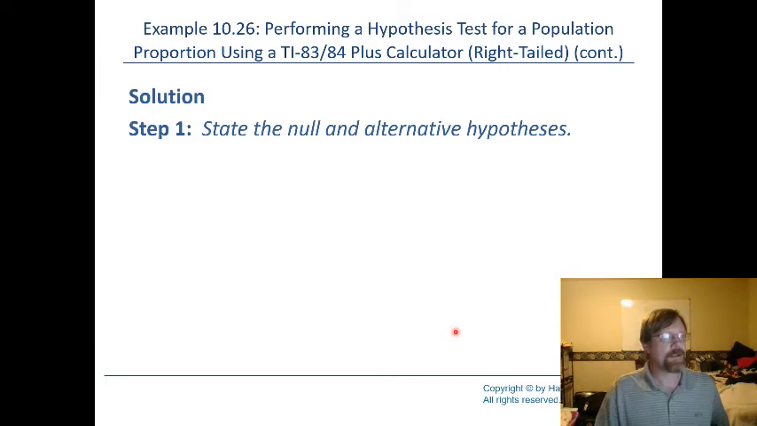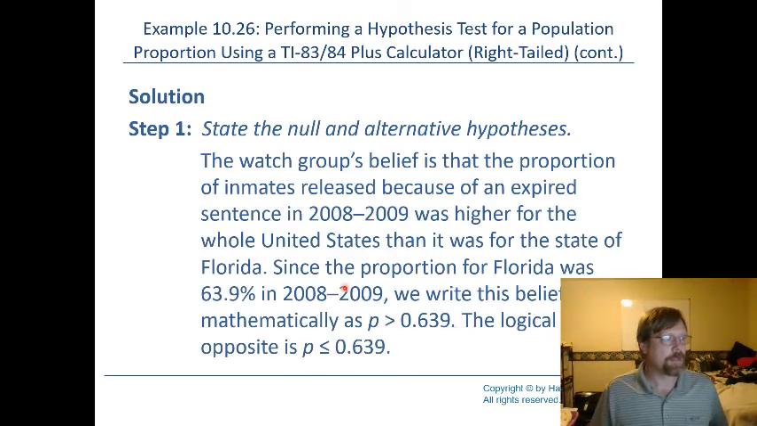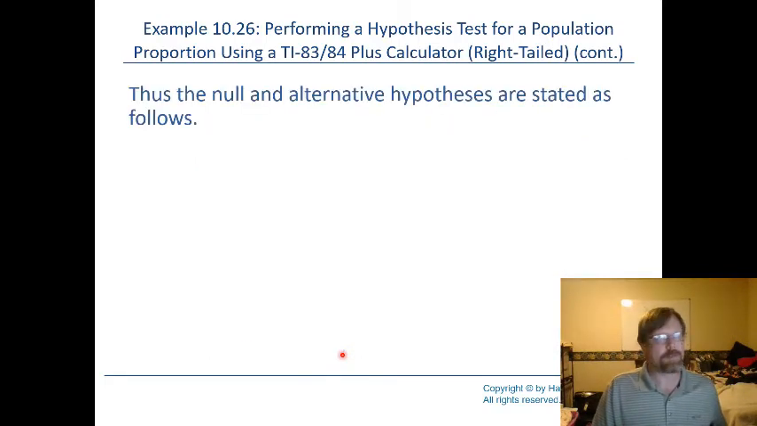Again, we'll start with what is our null and alternative hypothesis. We've got the proportion for Florida. We're presuming that it was higher for the U.S. than Florida, so we'll presume that the proportion in the U.S. is higher than what it was in Florida, and the null hypothesis would be that it's less than or equal to what it was in Florida. We can state those as such.